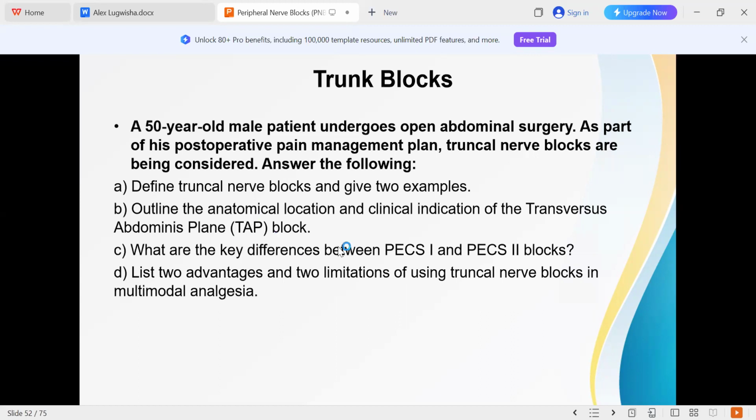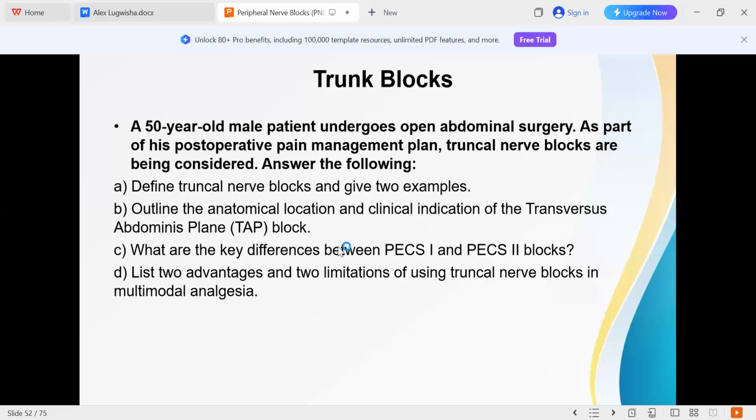Anybody wants to try this? Anyone? Are we familiar with truncal blocks? Prof, let me try. Go ahead, Ozaya.